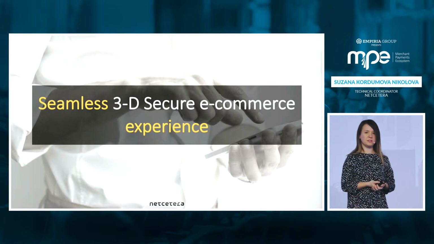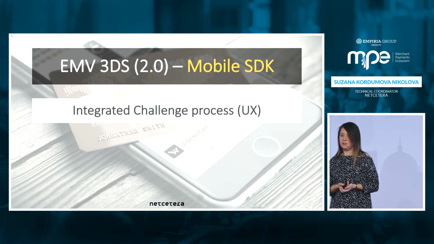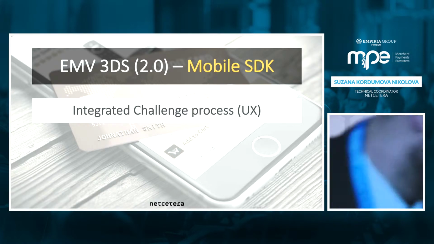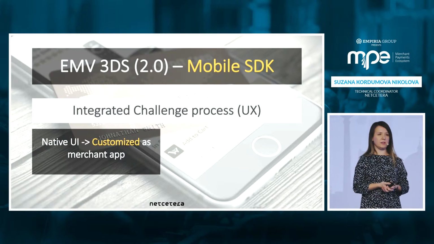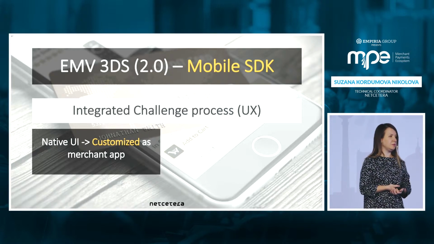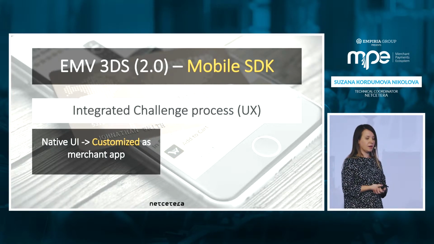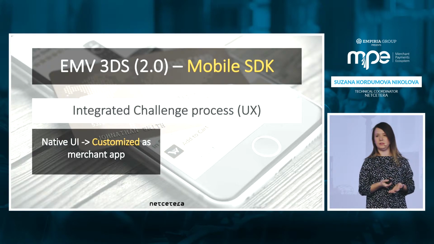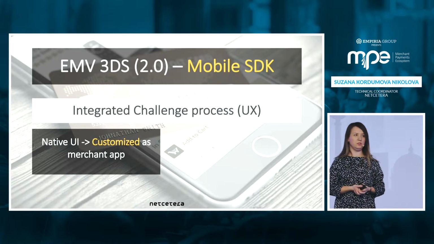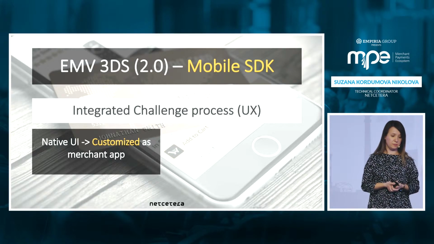I explained what 3D secure e-commerce is. Now let's see where this seamless experience comes into the picture. When the user is challenged for an authentication, the mobile SDK shows an integrated challenge process. This means that the UI that is shown to the user is a native UI by the SDK itself. And the important thing is that it can be customized as the merchant application. The users of the SDK can customize the colors, the text fonts, the text sizes, and this challenge process actually looks same as the merchant application. The user will not know the difference. So this entering of OTP and other challenge processes happens natively.